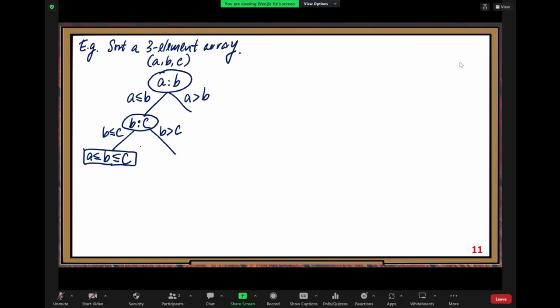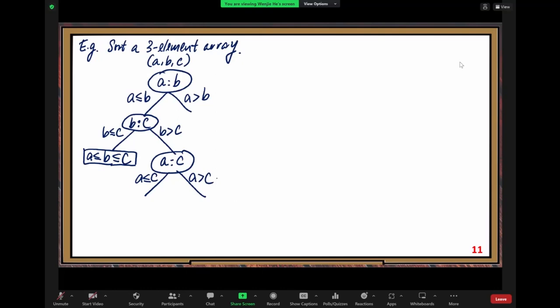All right, but on this side, B greater than C, it's not enough to get the array sorted. We need one more comparison. That comparison must be between A and C. So we need to do a comparison A colon C. Then the left branch is A less than or equal to C and the right branch is A greater than C.